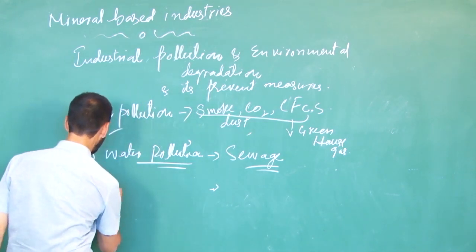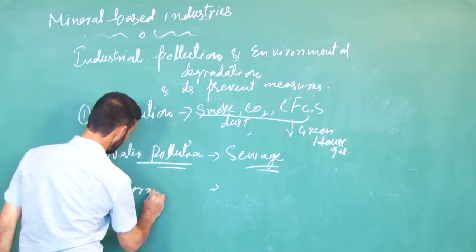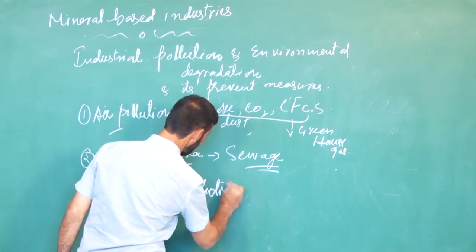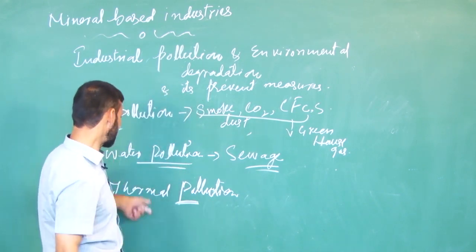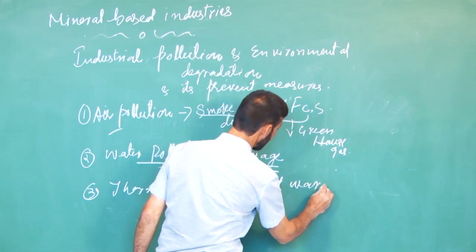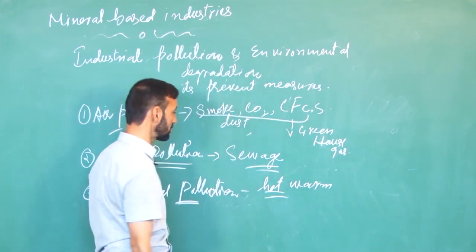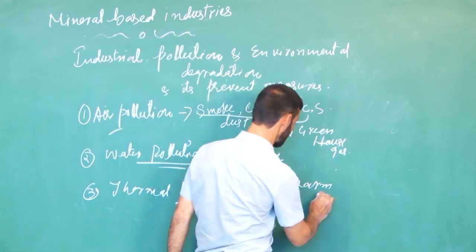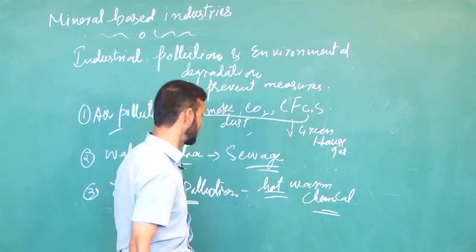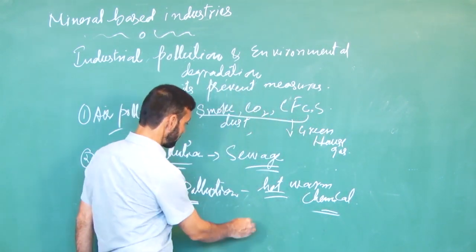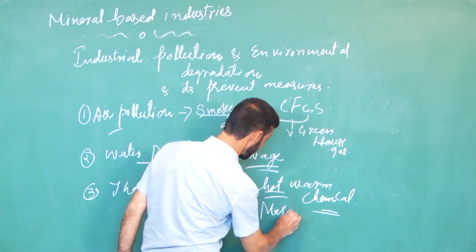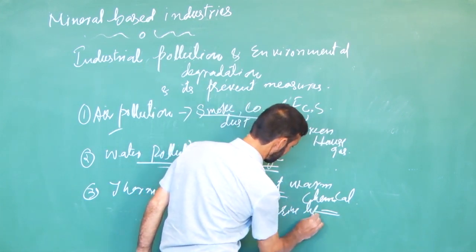Another is thermal pollution. Thermal pollution is also related to the water pollution because it is hot water. Thermal means heat. It is this hot water which is mixed with chemicals, and it is thrown into the water bodies. And what would be the effect? Marine life or aquatic life would be influenced.